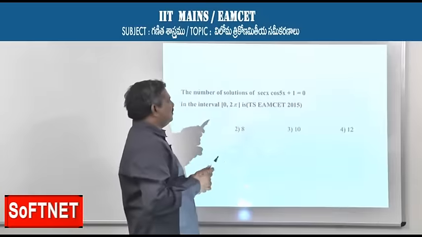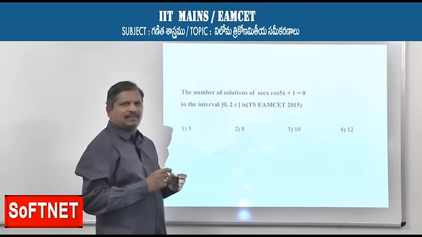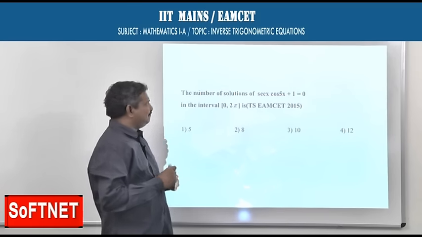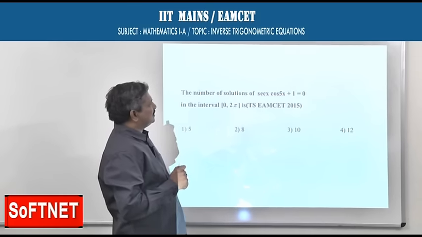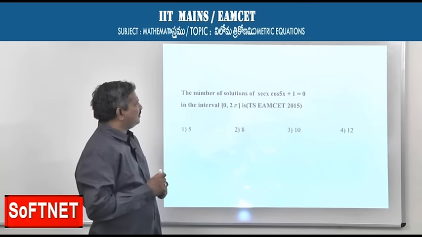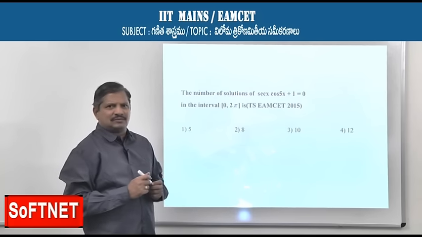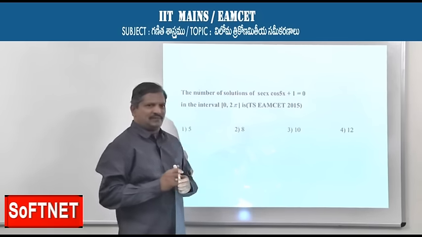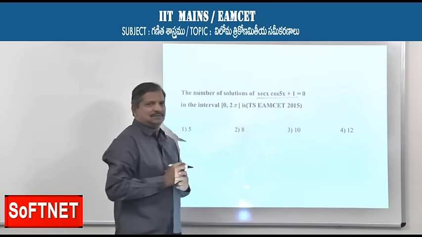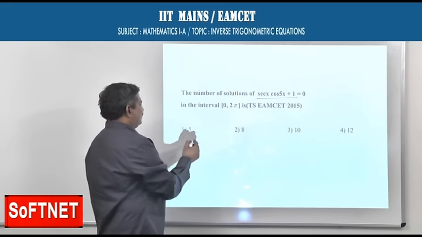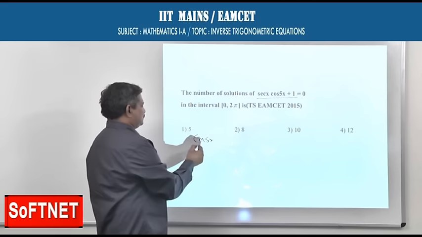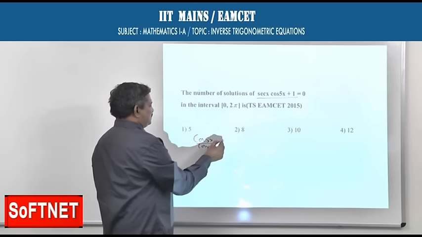Now another EAMCET question. Because we have done trigonometric equations previously, I wanted to add one or two more to recollect that. The number of solutions of secant x cos 5x plus 1 equal to 0 in the interval 0 to 2 pi. It is also Telangana State EAMCET 2015. So what we will do: secant x into cos 5x plus 1 is 0. I will write that as cos 5x times secant x, which is 1 by cos x, plus 1 equal to 0.